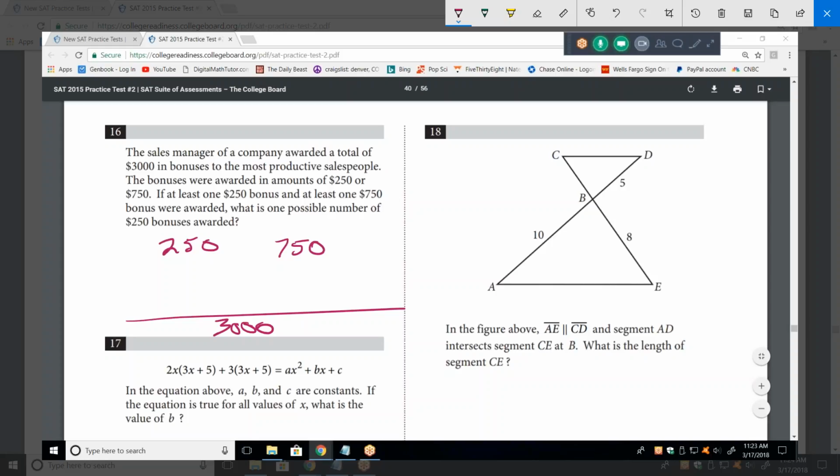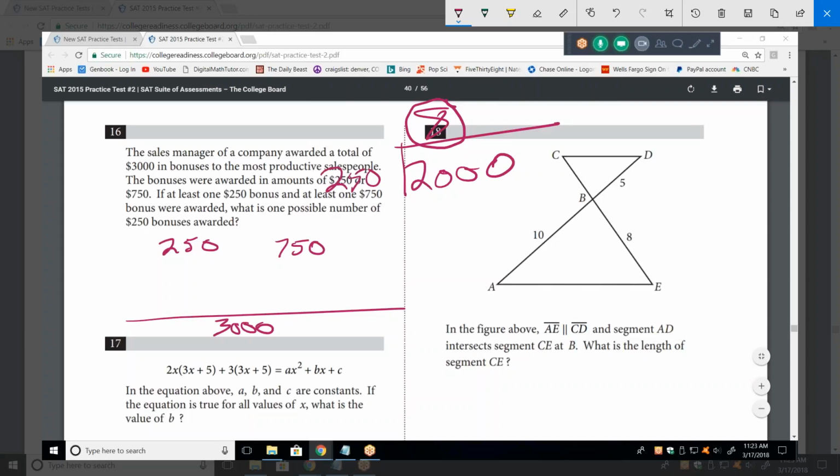2,000. Okay, so we got to split that 2,000 up. Could I do all $250 bonuses? Yeah. I think so. How many would I be giving? 8. 8? Yeah. Okay. So what is one possible answer for the number of $250 bonuses awarded? 9. Correct. And we're on to the next problem.